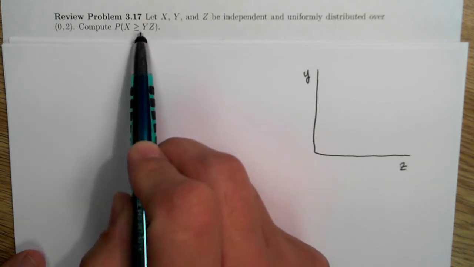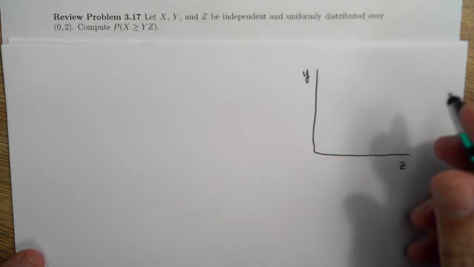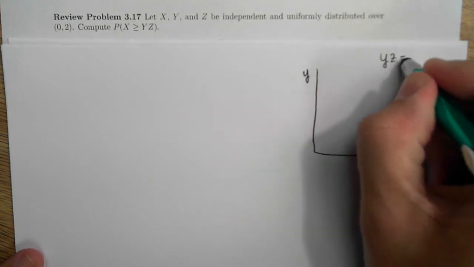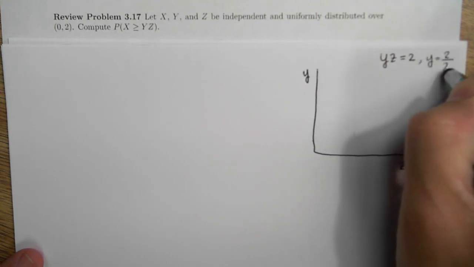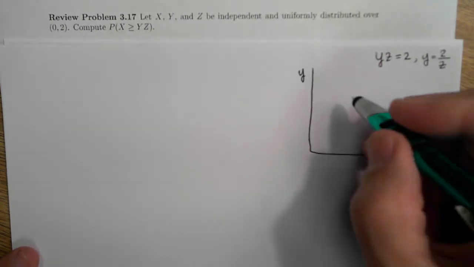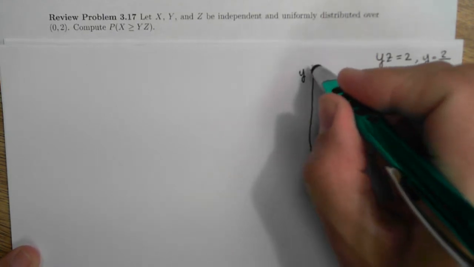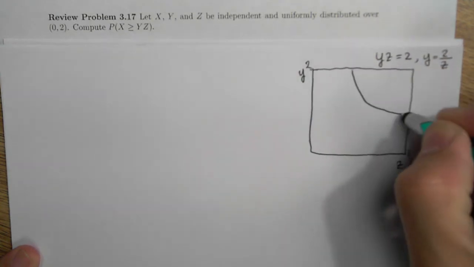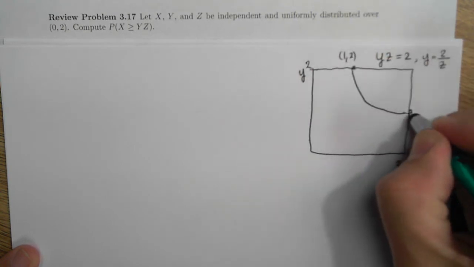So if the product of y times z is less than 2, then that's possible. So let's draw the graph of y times z equals 2, or y is equal to 2 divided by z. So that's the graph of a hyperbola. And here's going to be 2 up here, that's 2 here. And so this is going to be the point 1, 2, and this is the point 2, 1.